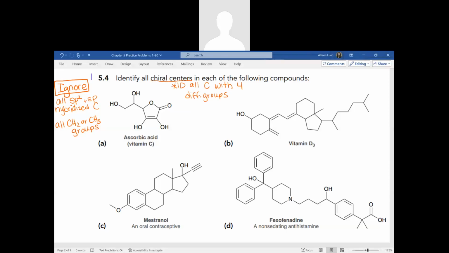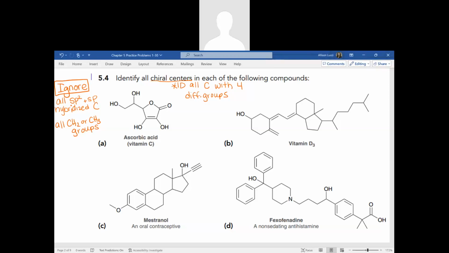And we can use a couple of shortcuts here if we ignore all sp2 and sp hybridized carbons. So we know right away that they do not have the possibility to have 4 different groups because they only have 2 or 3 hybridized orbitals. And then we have all CH2 or CH3 groups because each of those carbons have either 2 or 3 of the same thing bonded to them with hydrogen.